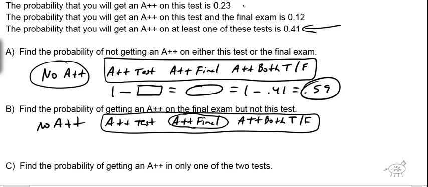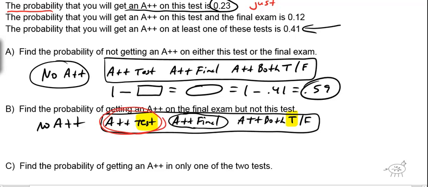If I told you you will get an A++ on this test, and that's 0.23, what I'm referring to is this, an A++ on the test, but I'm also referring to this test as well. And you're like, well, Mr. Kerfus, this one says both. But I want you to understand that the statement above here, that I'm reading, it says the probability that you will get an A++ on this test. It doesn't specifically say just on the test. If I use the word just, I would be referring to just the test.